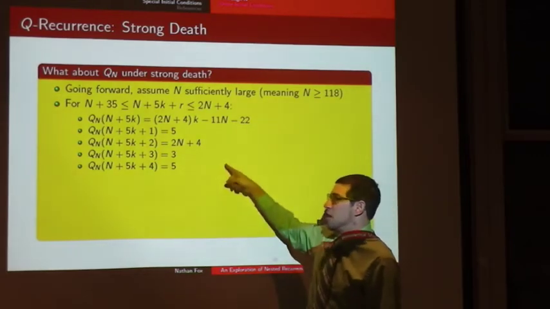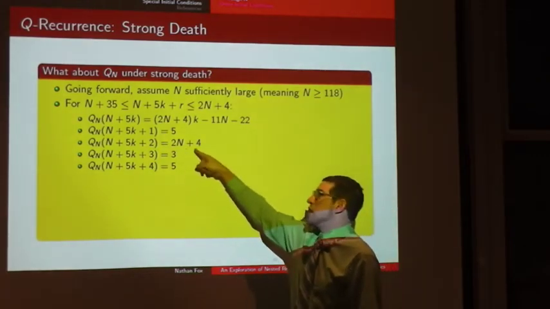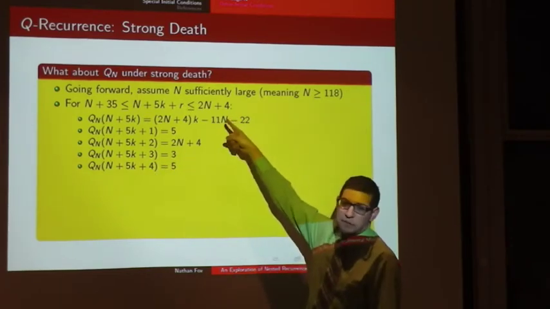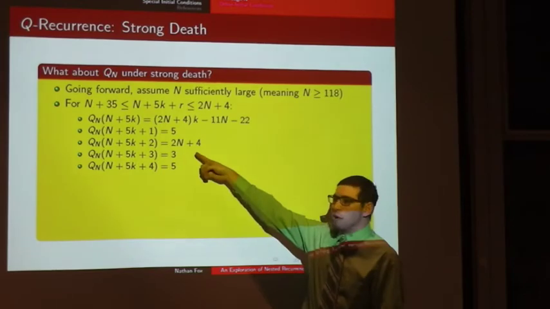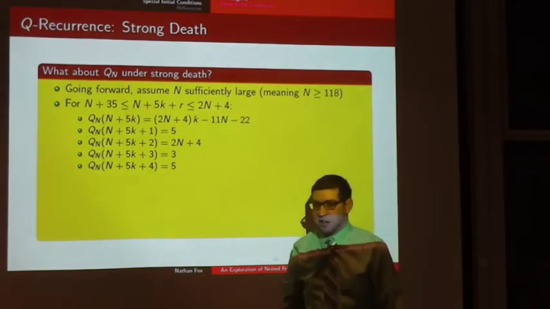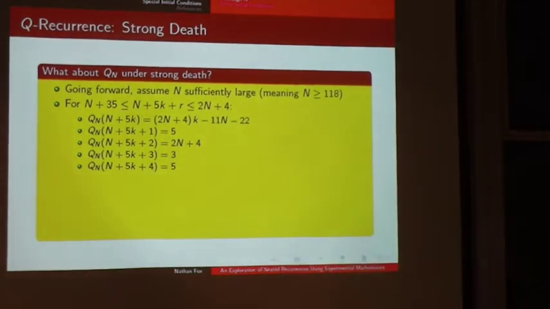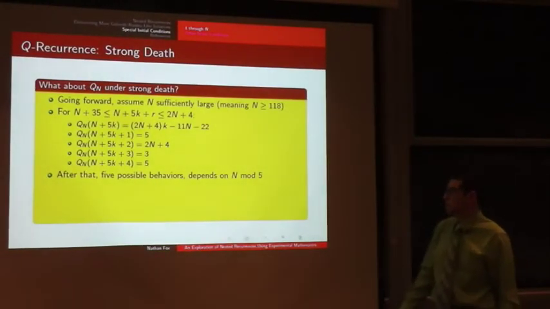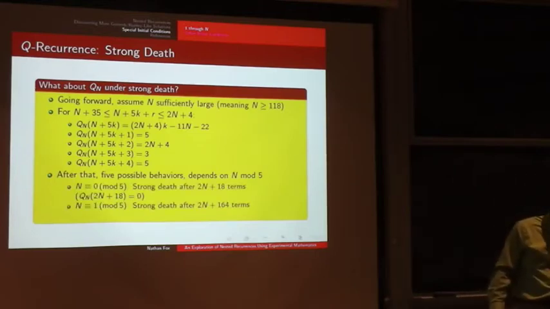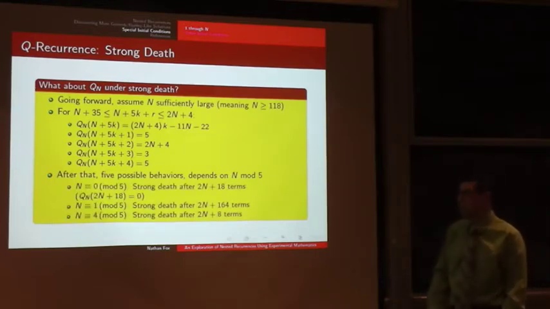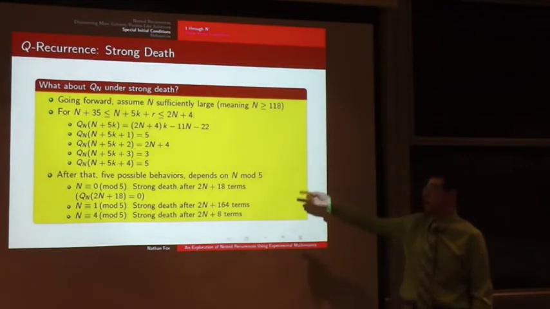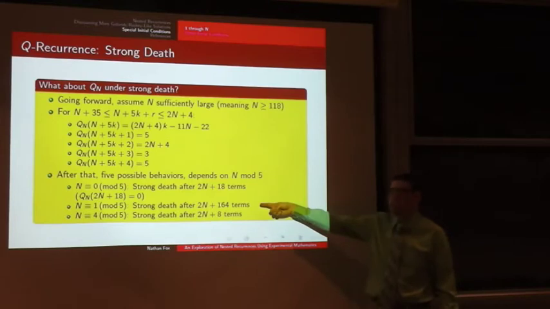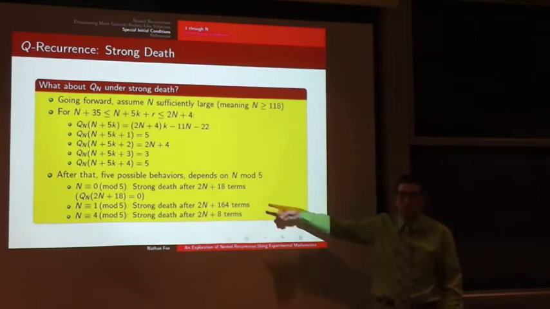So this pattern will persist as long as this index keeps being bigger than these indices, which is why the pattern stops at 2n plus 4. Because then you don't get 0 when you evaluate this guy, you get something in the initial condition. So what happens next? Well, we have to say, what's n mod 5? There's 5 cases. If n is 0, 1, or 4 mod 5, the sequence strongly dies not too long after that. This is the case where you actually need the 118. For everything else, 35 suffices.